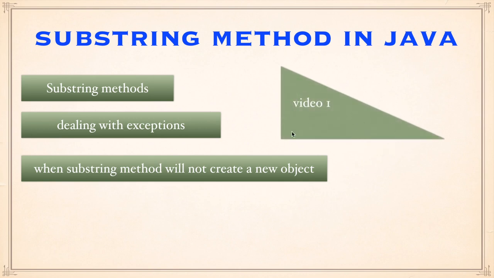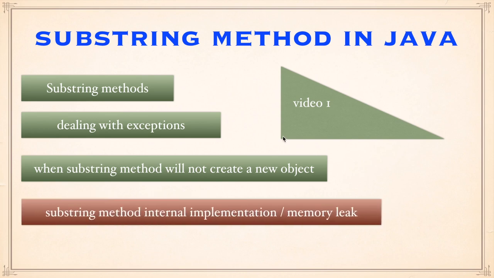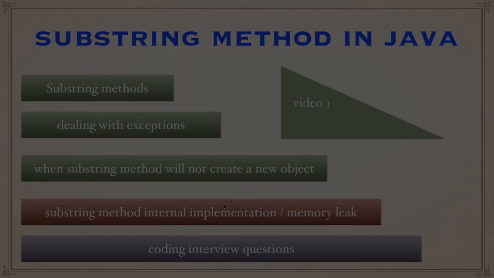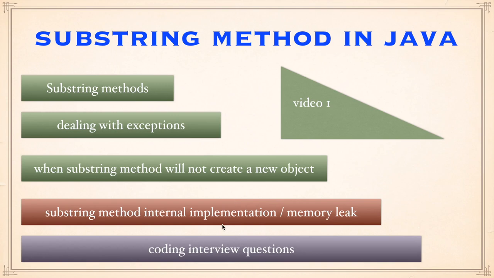Once we understand these things, in the next video we'll be covering the substring method's internal implementation and the memory leak issue that we used to have in Java 6. Some code improvements were made in Java 7 related to the substring method, and it is one of the most important interview questions. We'll prepare for that in the next video, and we'll also talk about some coding interview questions in upcoming videos. Before we understand these things, let's first understand the basics.